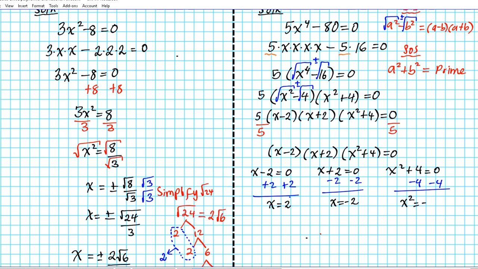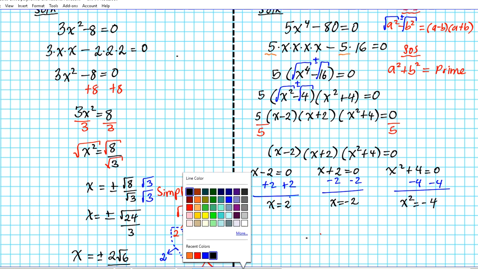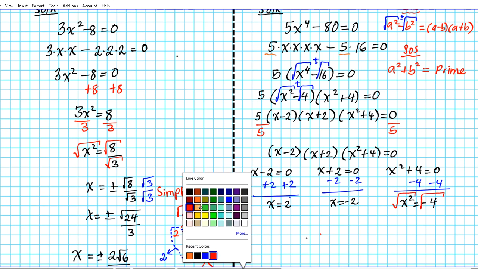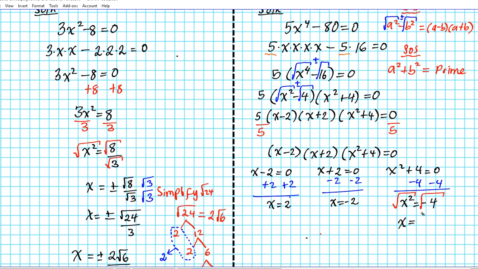equals negative 4. And then to get rid of the square, we use the inverse operation, which is the square root. So we take the square root of both sides. We're going to have x equals, now when you take the root of a negative number, that minus comes out as an i, and then the square root of 4 is 2, so we have 2i.